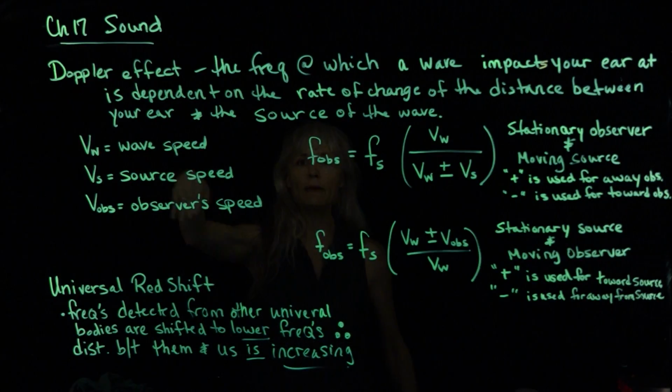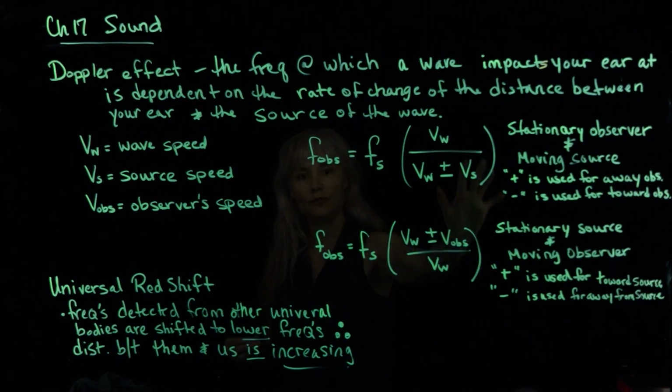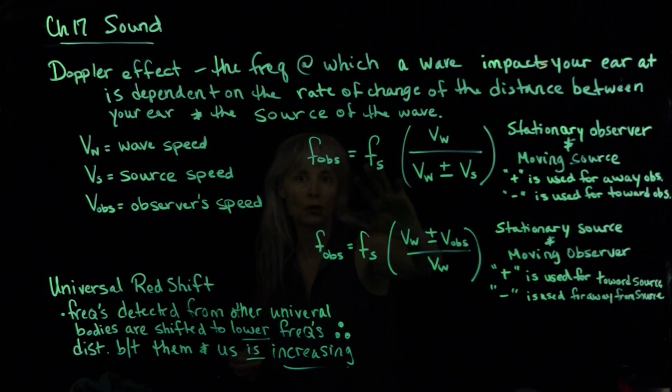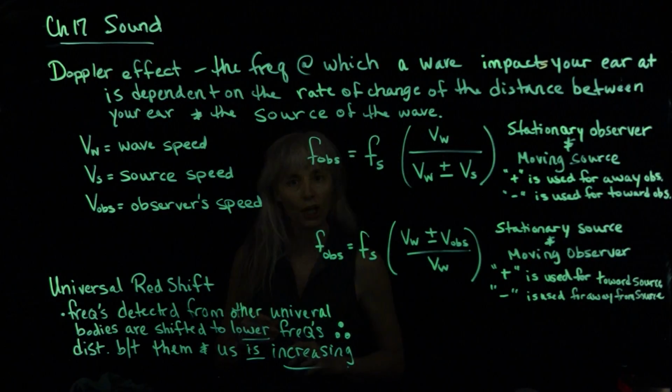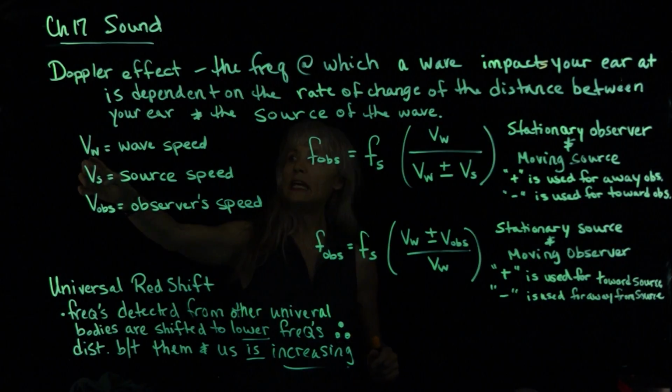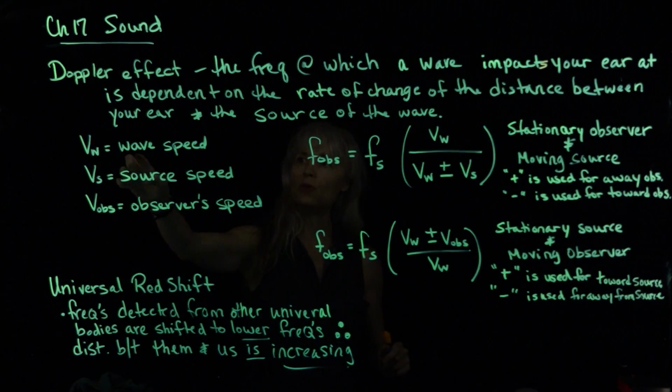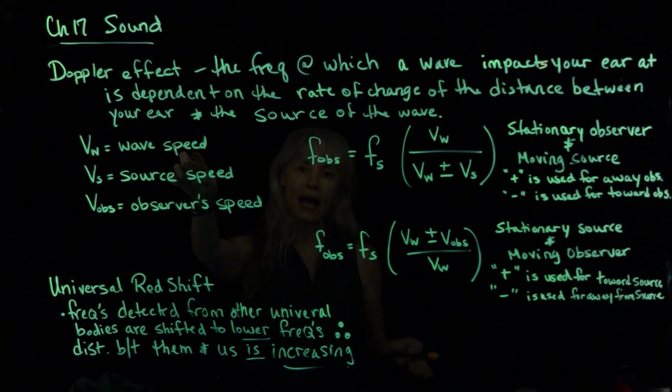So let's make some definitions here so we can understand these formulas that have to do with calculating the frequency that you would hear when a source is moving relative to you or you're moving relative to the source. V sub W is going to be the wave speed. That's how fast the wave travels in the medium it's in. So for the example we were just talking about, this would be the speed of the wave in air.